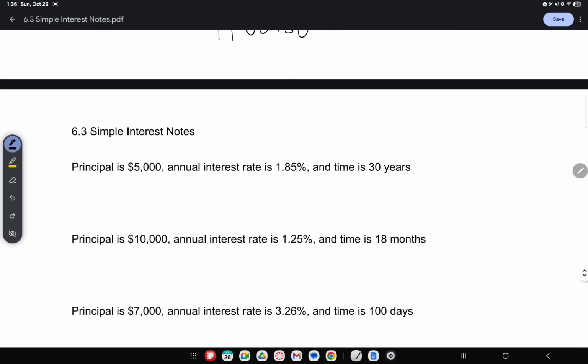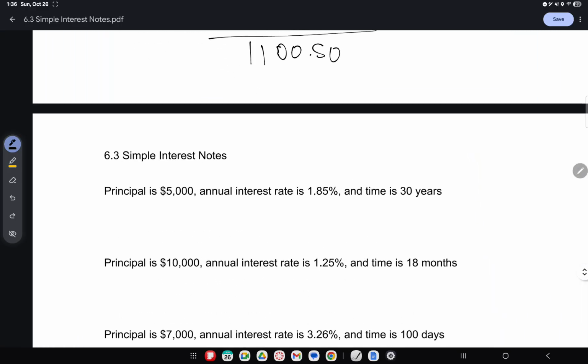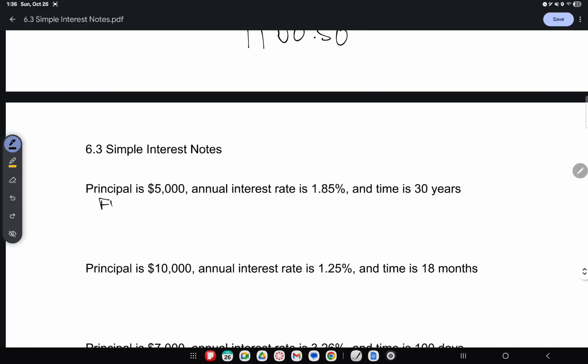Let's do another one. So the principal's $5,000, annual interest rate. And for all of these, let's just do it all at once. So we want the future value. So that's the principal. I'm going to write it up here. Future value is the principal plus the interest, which is PRT.